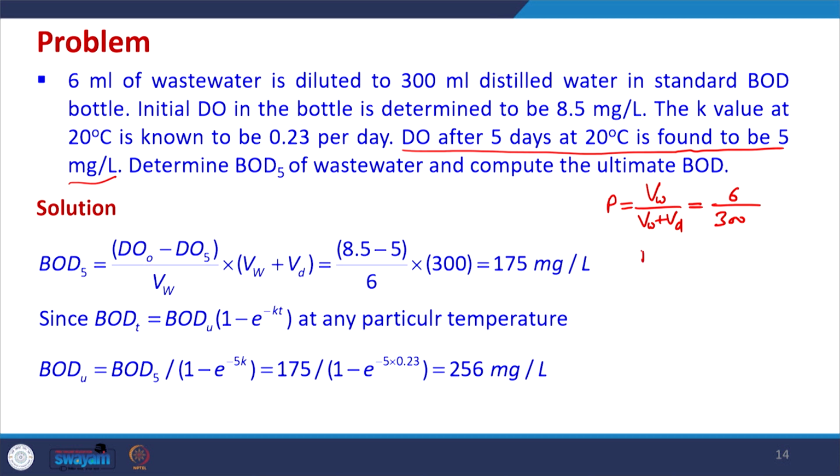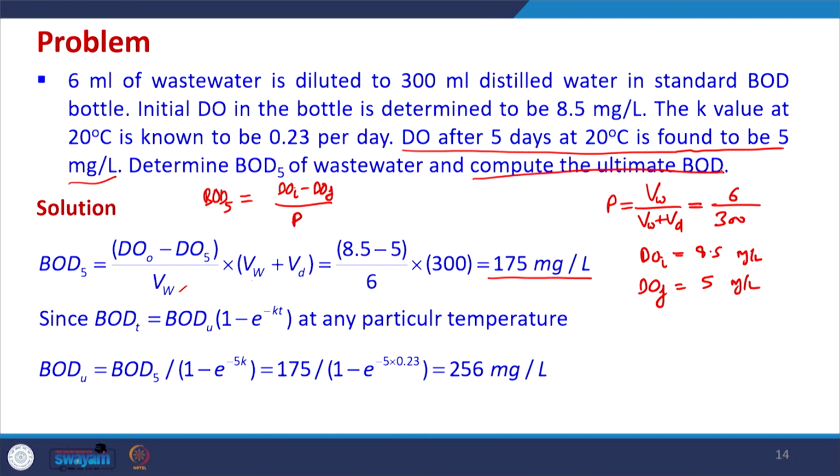Now, the DO initial is also given, DO initial is 8.5 and DO final is 5, both in milligram per liter. So, if we use the formula which was given earlier, BOD at any time, since this is 5 days, so this is 5, is equal to DO initial minus DO final upon P. The same formula is given here, in place of P it is written in terms of volume of wastewater plus dilution water. So, if we use the formula we can find out that BOD5 is 175 milligram per liter.